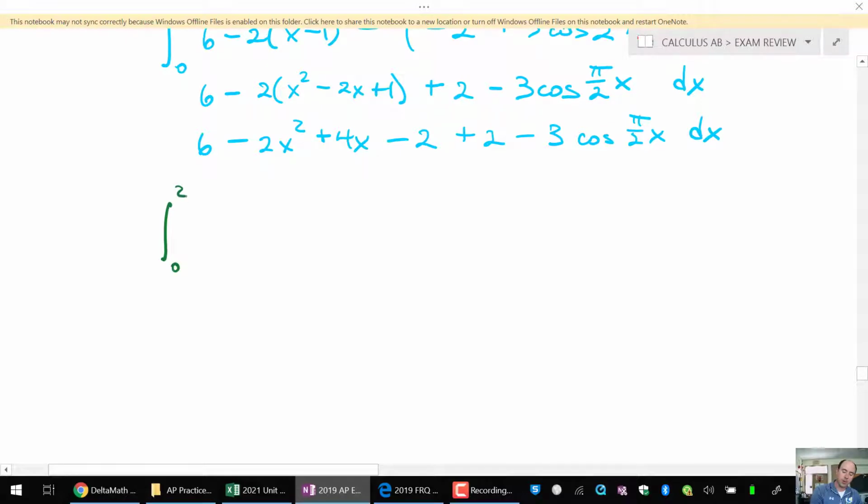So the integral from 0 to 2. Let's see here. 6, then the 2's will cancel in the middle there. So 6 minus 2x squared plus 4x, and then the cosine function.